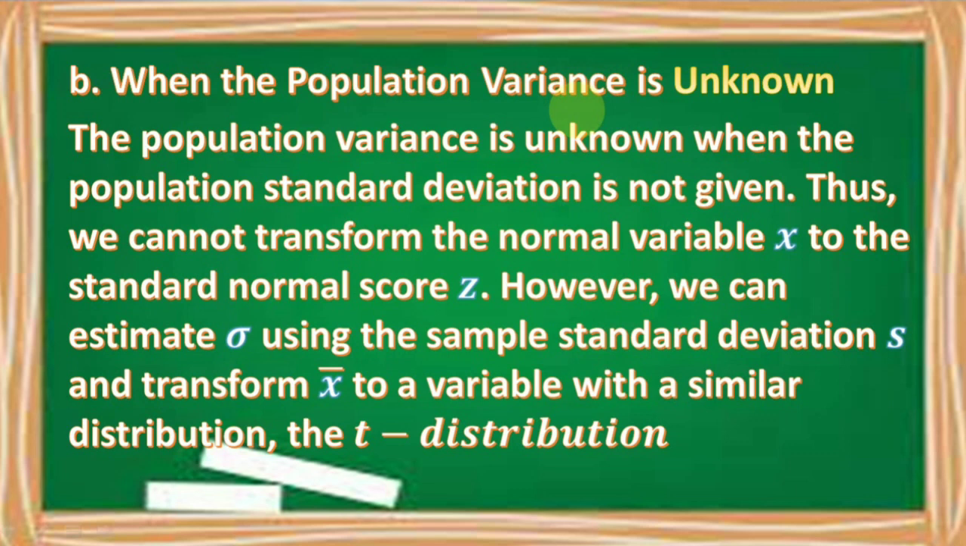Letter B, when the population variance is unknown. So the population variance is unknown when the population standard deviation is not given. Thus, we cannot transform the normal variable x to the standard normal score. However, we can estimate the population standard deviation using the sample standard deviation and transform the given variable to a variable with a similar distribution, which is the t-distribution.